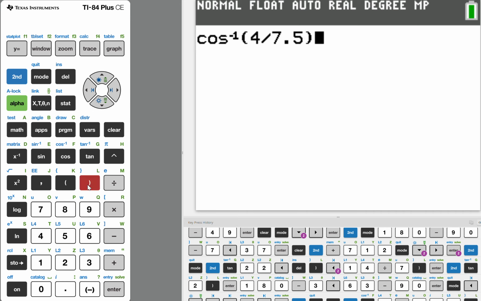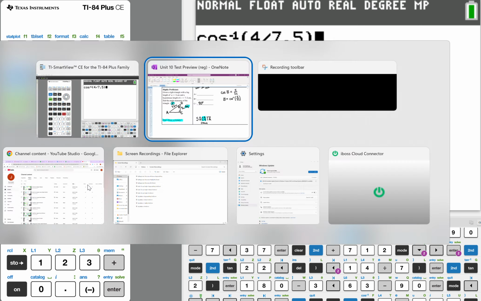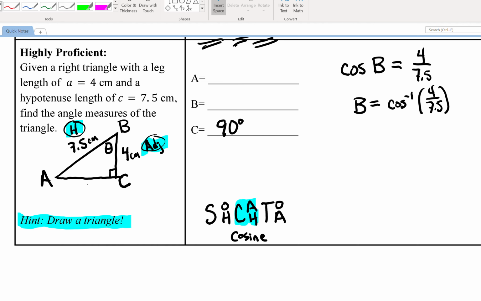Now, before I hit enter, I just want to flip back and take a look to make sure that that is actually what the ratio is, or check your work on your paper. Those are the sorts of silly mistakes that we make that cost us correct answers. So yeah, 4 over 7.5. That's what I've got written. That's consistent with what we see in the problem. And so we should be good.